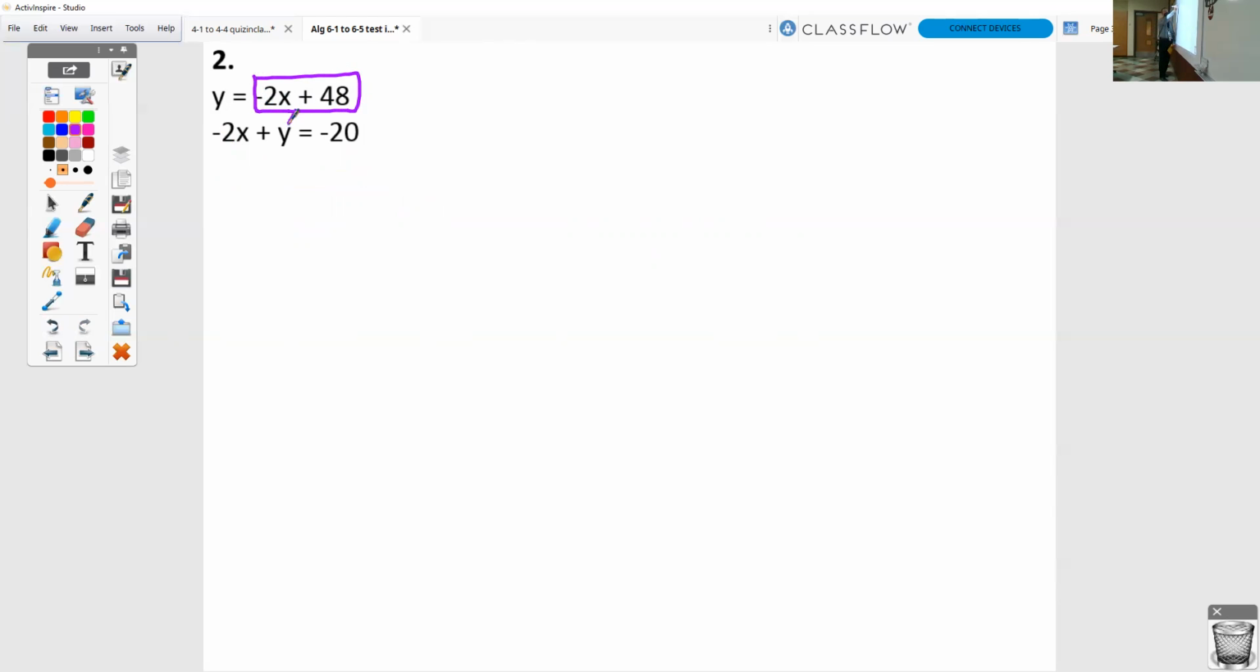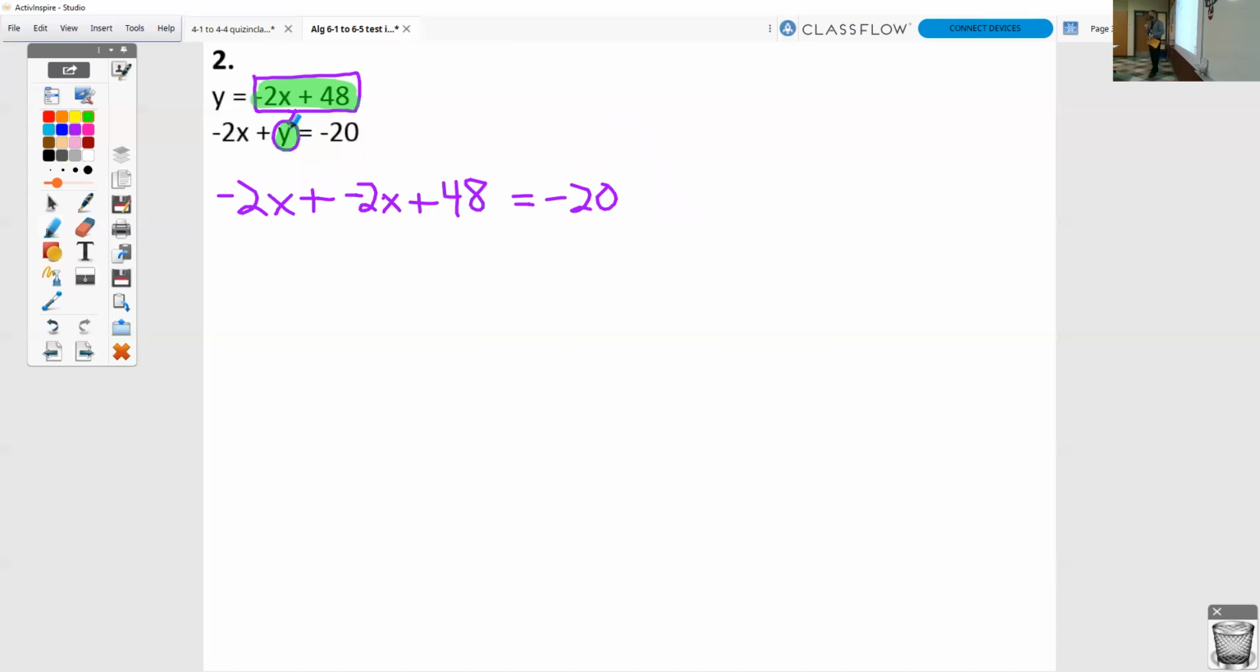I would just go through and sub it in for y, so that I have negative 2x plus this whole thing. Now you have to be careful. If we had like a 2 in front of this y, it would be 2 times that whole thing. But we don't have a number in front of the y this time, so it's just plus negative 2x plus 48 equals negative 20. I'm just taking and subbing in this part in for y. That's all that I'm doing.